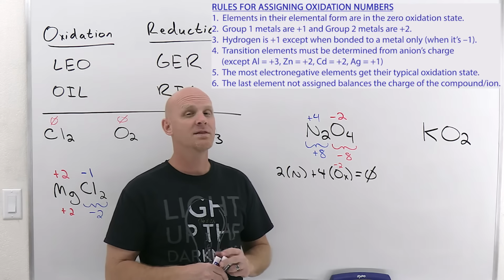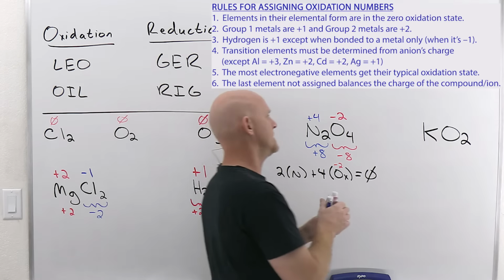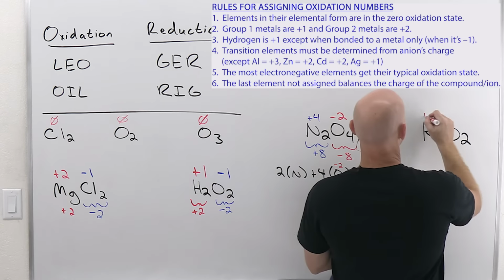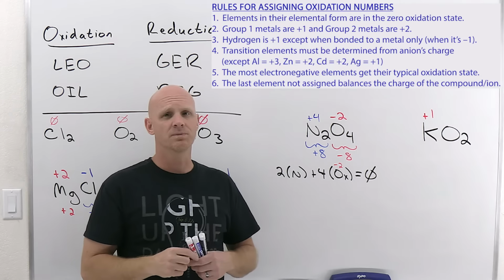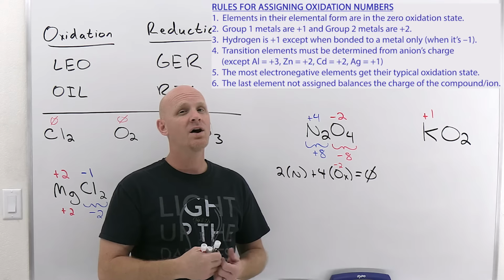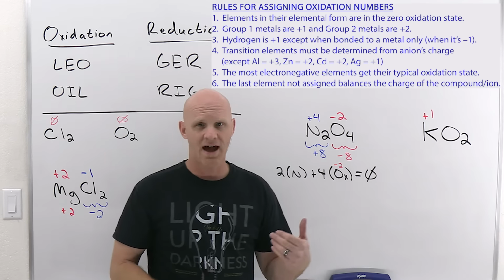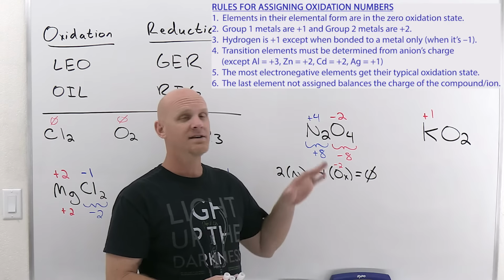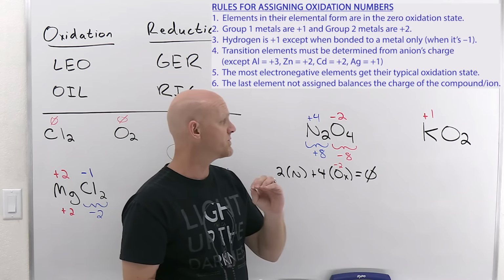We'll skip it. And then we look for group 1 and group 2 metals according to rule number 2, and we have a group 1 metal. So potassium here is a group 1 metal, and so has to be +1 according to rule number 2. And then we skip all the way down to rule number 6 because there's only one element left, oxygen, and it's just going to have to be whatever it has to be to balance this out. And this is a neutral compound, so we have to balance the overall charge out to 0.